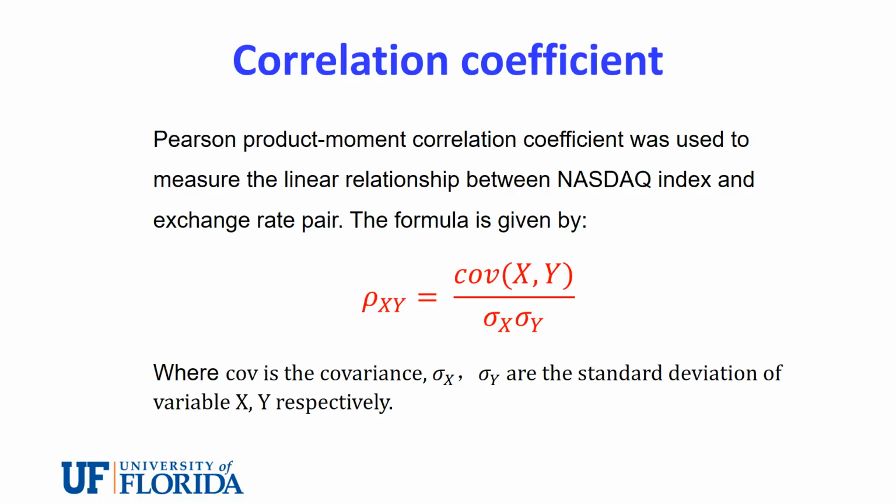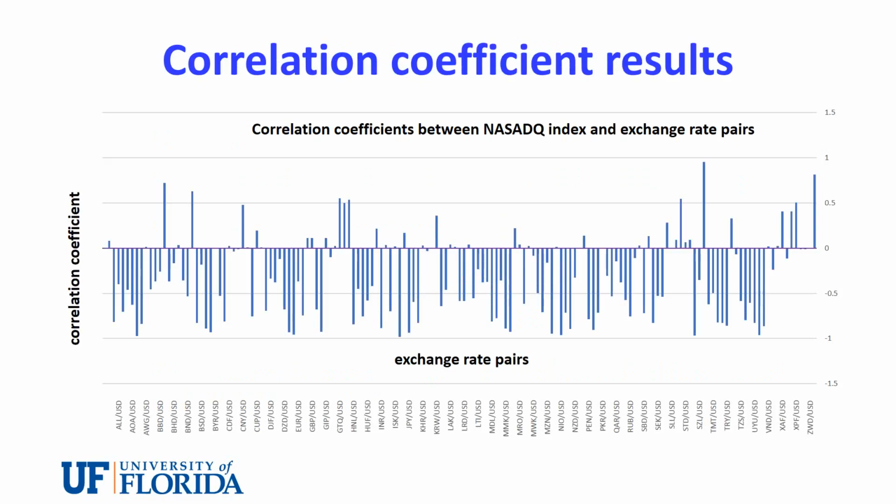And then we calculate the correlation coefficient of each exchange rate pair and the Nasdaq index. The common correlation coefficient is the Pearson correlation coefficient. The formula is given by the covariance divided by the product of the standard deviations of the two variables. And here's the result of the correlation coefficient. From the chart, we can see that some exchange rate pairs show a very high correlation coefficient and some show a very low correlation coefficient, approaching 0. And some have a positive one and some have a negative value.